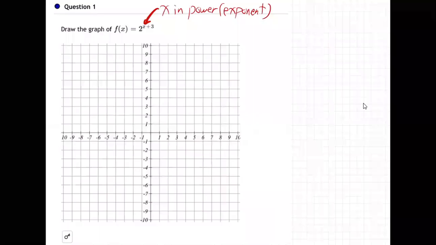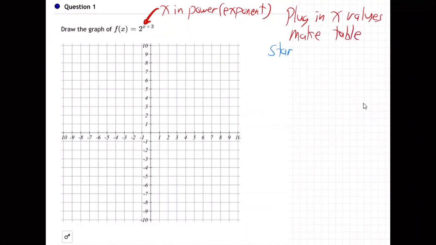Well, what I'm going to suggest is to plug in x values and make a table. Start by making the power become equal to 0. That's going to be the easiest.